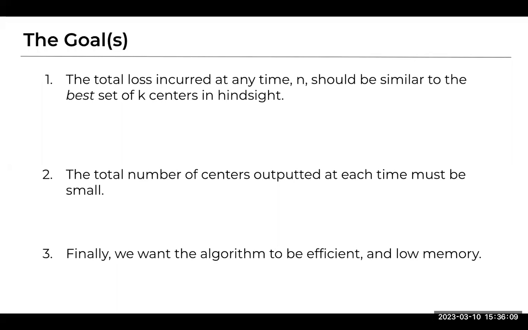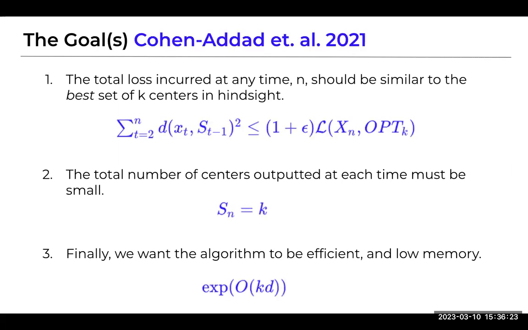Finally, the third goal is we want the algorithm to be quick and efficient. There are a lot of theoretical algorithms that do well on the first two things, but not so well on the third. For this particular setting, previous work was due to Cohen-Addad in AISTATS, I think in 2021, where they achieved pretty good results for the first two criteria.